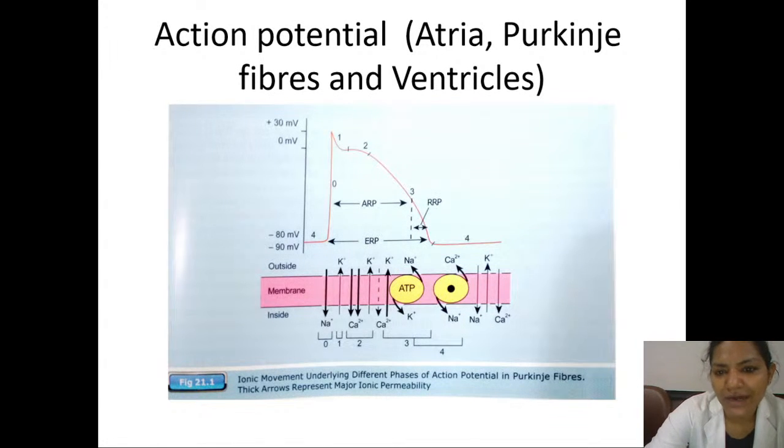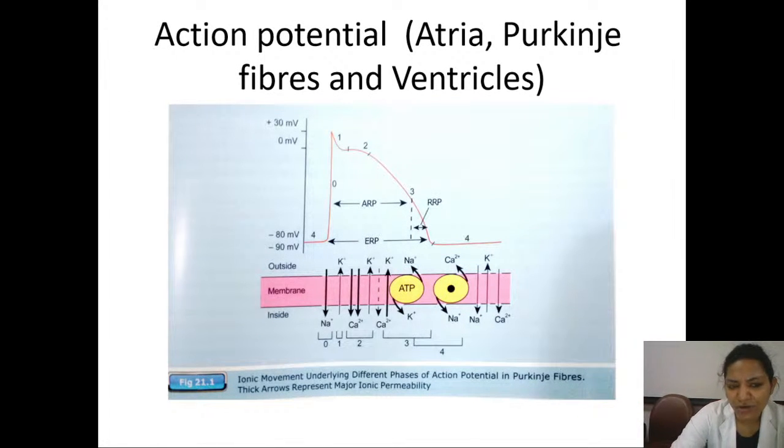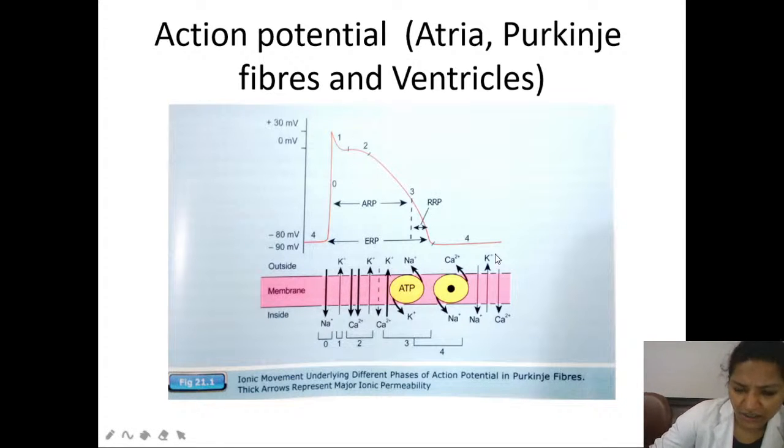Now, let's have a look at the action potential. Basically, this action potential is of mainly the contractile tissue and Purkinje fibers, that is atria, ventricles and Purkinje fibers. This action potential starts with phase 4 and ends with phase 4, and it has these different phases. The first phase, or phase 4, is characterized by a stable resting membrane potential of around minus 90 millivolt. After this comes phase 0.